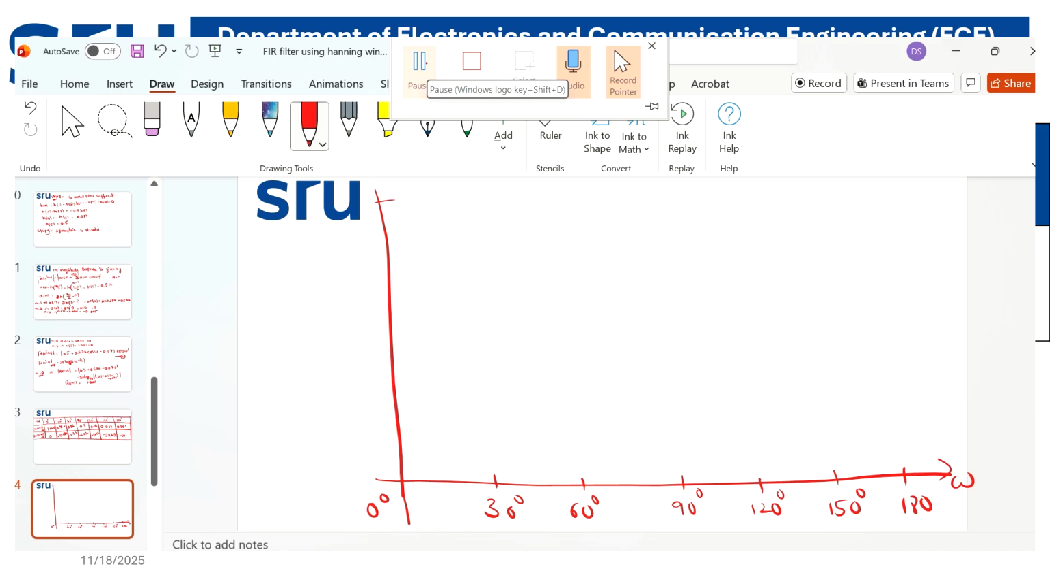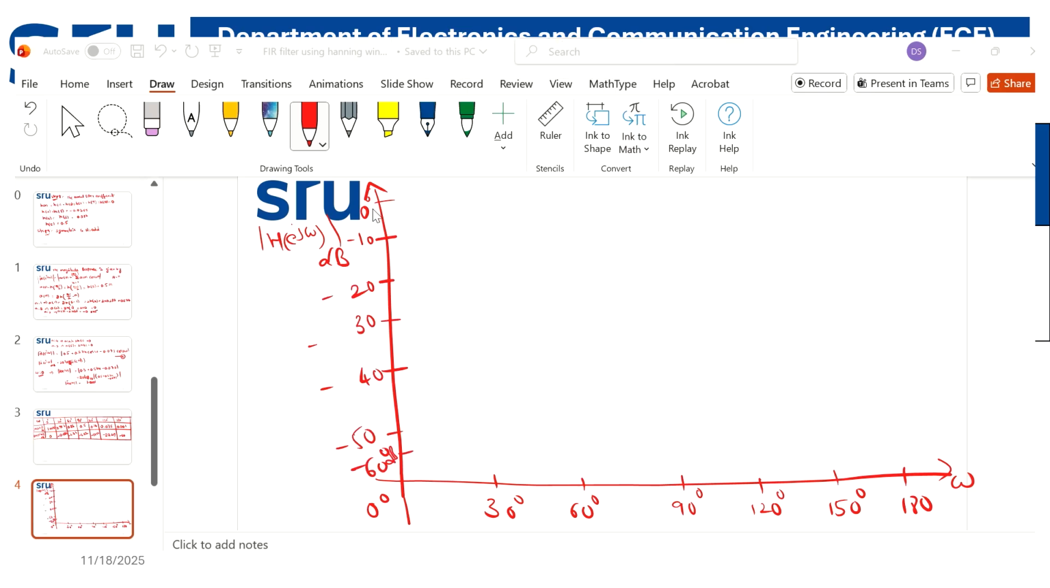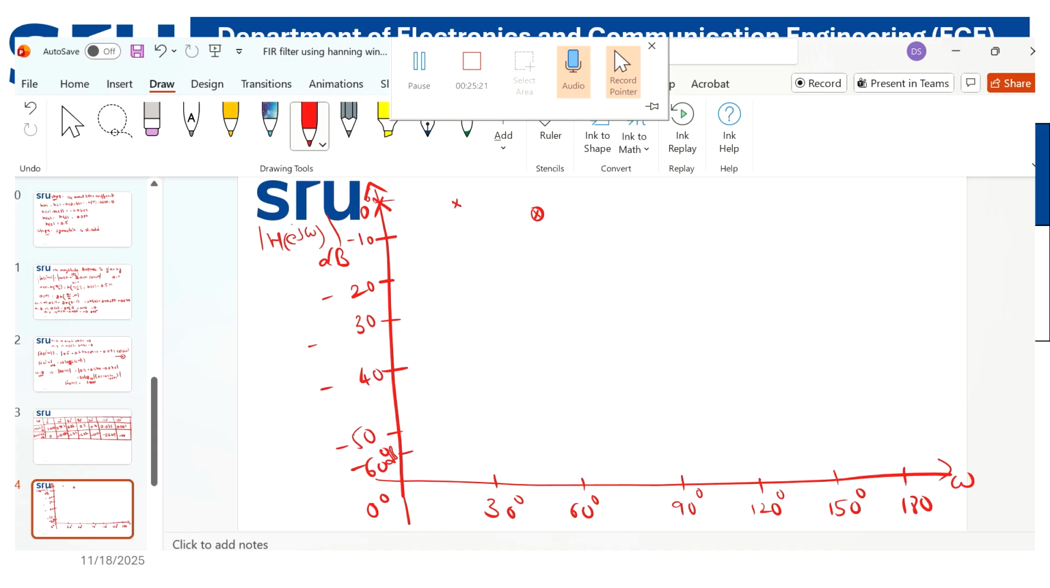Suppose I have 0 dBs, this is magnitude of h of e power j omega in dB, at 0 degrees. I have considered the y-axis with 10 dBs difference: 0 dBs, minus 10 dBs, minus 20 dBs, up to a maximum of minus 60 dBs. Then at omega is equal to 0, the value is 0 dBs. Again for omega is equal to 60 degrees, the dB is minus 1.31. Again for 90 degrees, we have around minus 6.02.